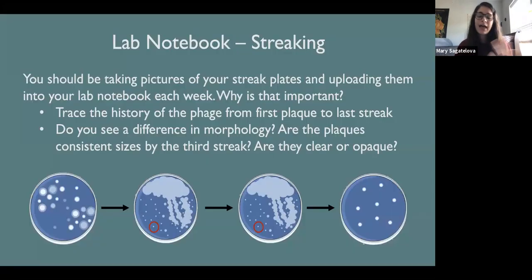So let's just go over very quickly lab notebook stuff, okay? Make sure you're still taking photos of your streak plate. So this week, when you come into Open Lab, your streak 2 plates with plaques will be ready. So make sure you're taking photos of those, uploading them into your lab notebook, just so we can trace a history of your phage from the first plaque, from whatever direct isolation you came from, into its last streak. We want to make sure that we're seeing a similar morphology or maybe a different morphology, making sure we're measuring the plaques between each streak to understand what size they are. Are they consistent sizes? Are they consistently clear? Are they consistently opaque? Do you see a mixture? You know, what's really going on in there?